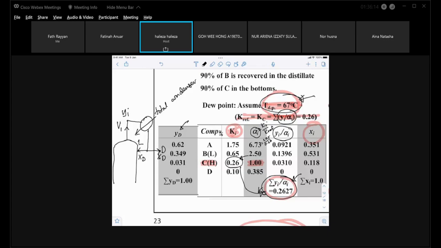The same case here when I'm using a total condenser. Initially it's vapor coming in. Now everything coming out is liquid. So the composition should be the same. I'm just changing the phase.